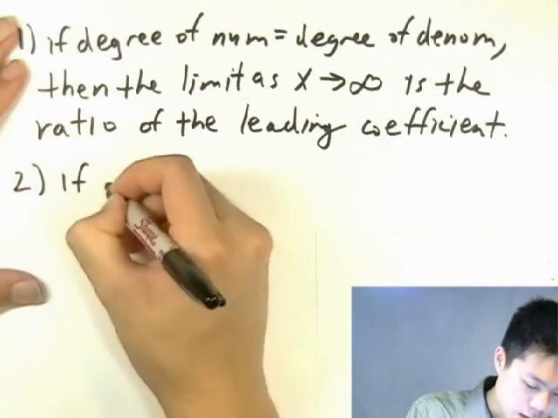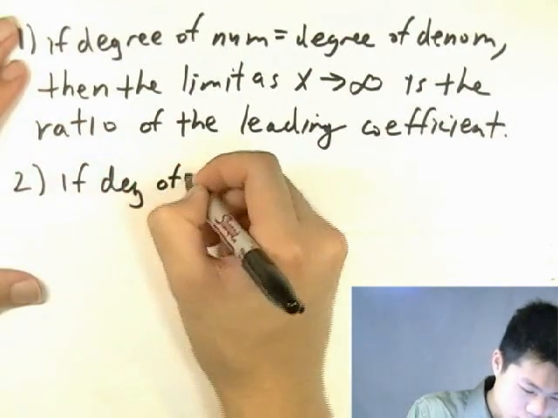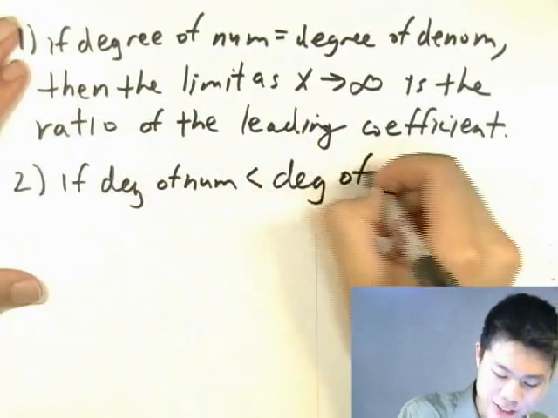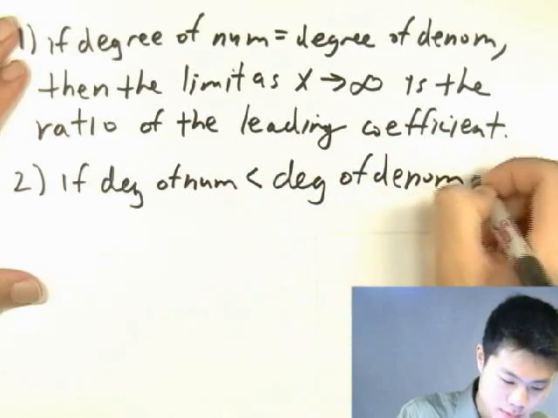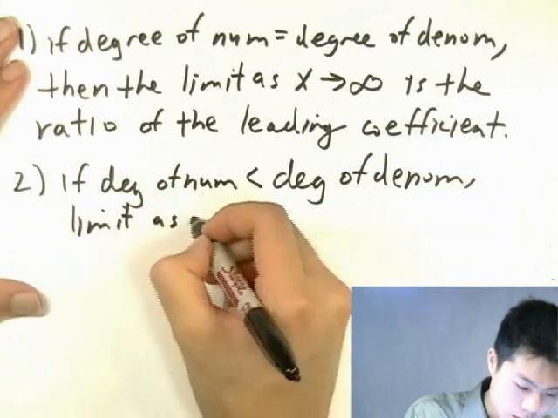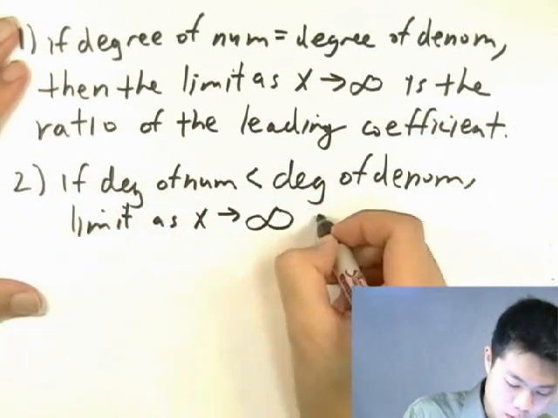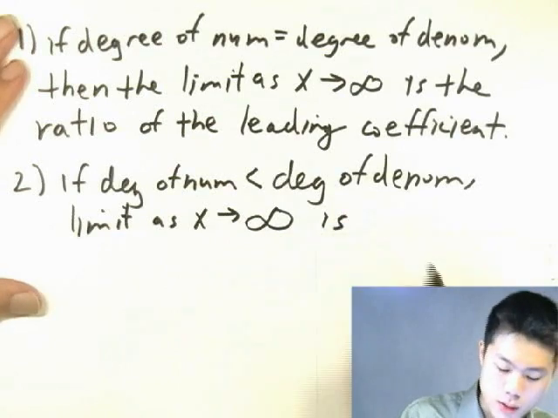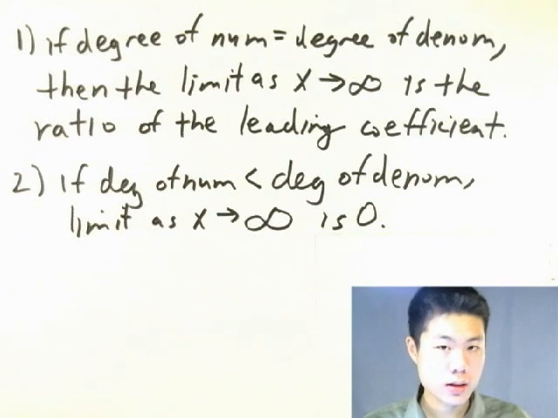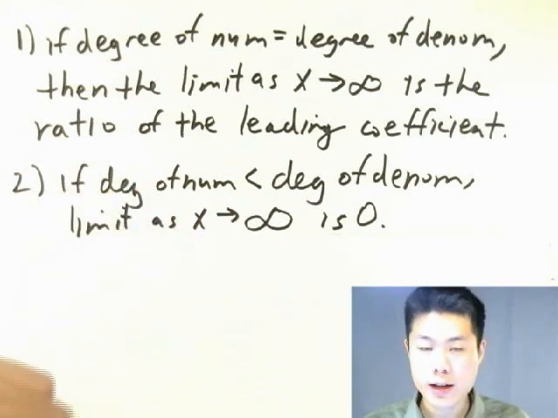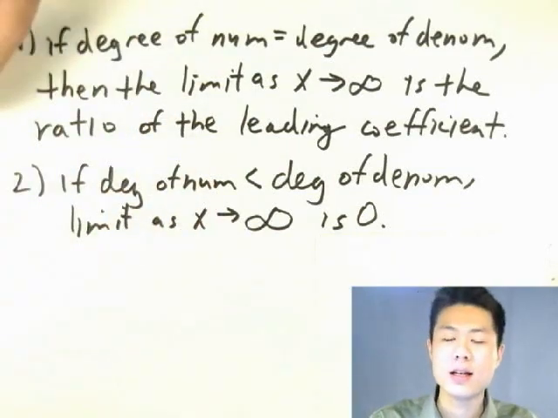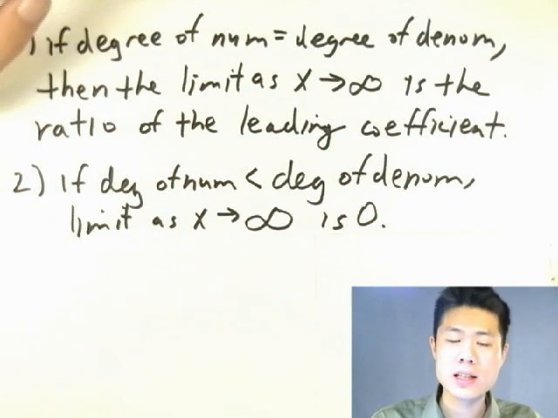In the second case, if the degree of the numerator is smaller than the degree of the denominator, okay, then the limit as x approaches infinity is going to be what? Well, it's going to be 0. So let's think about this. That means that the denominator has a larger degree than the numerator. So we can think of this as a race between the numerator and the denominator.